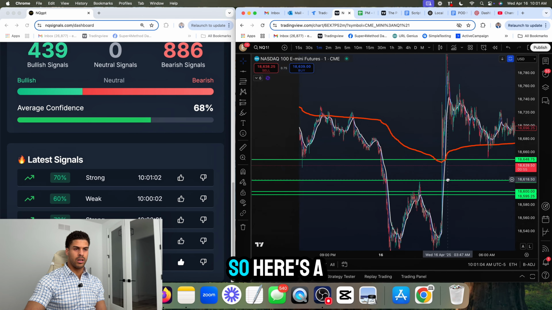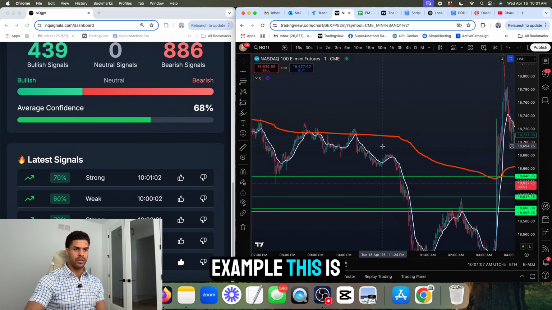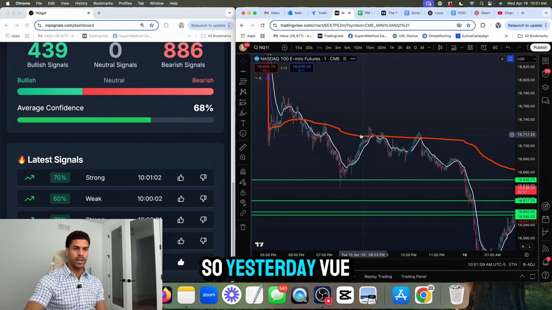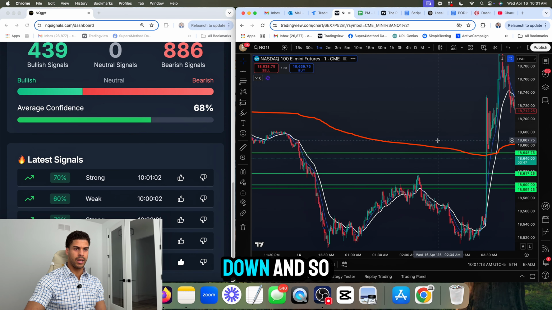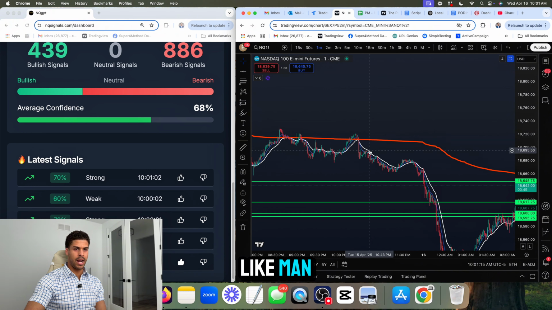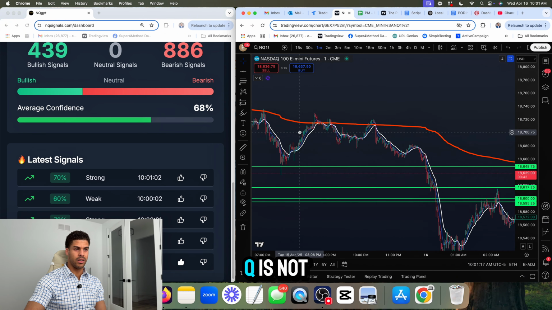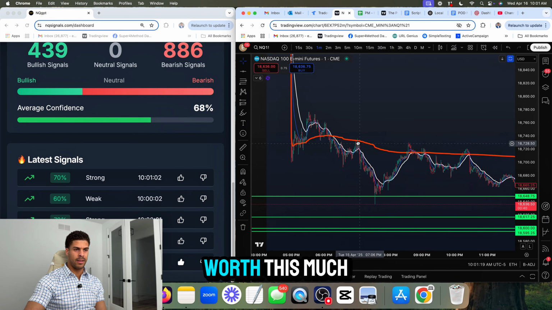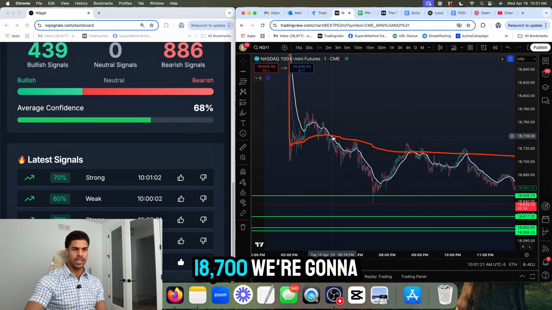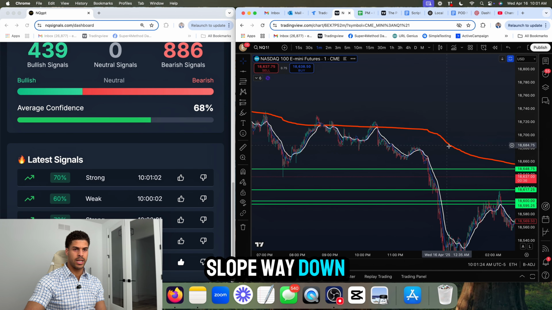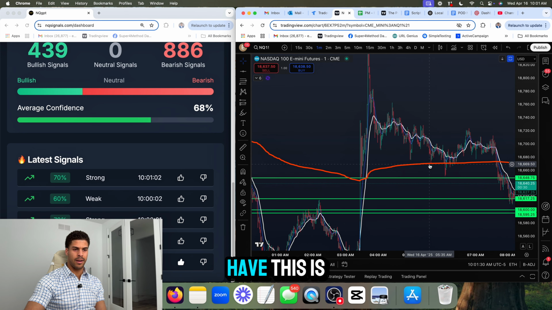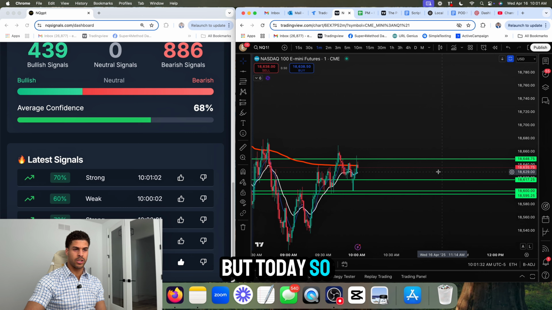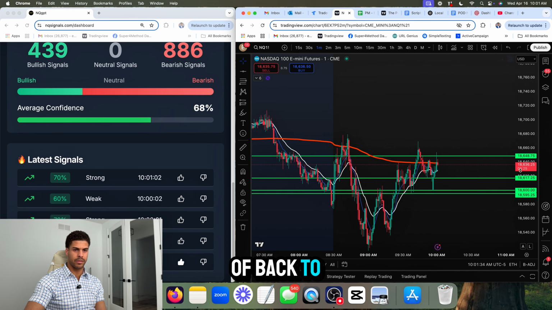Okay, so here's a great example. This is Tuesday, so yesterday. VWAP really sloped down, like really sloped down. And so all day it was like, man, the NASDAQ NQ is not worth this much. It's not worth 18,700. We're going to slope way down. And that shows us obviously a nice bearish trend. And then we have the morning of today, so far, it's sloped down a little bit. Now we're kind of back to flat.